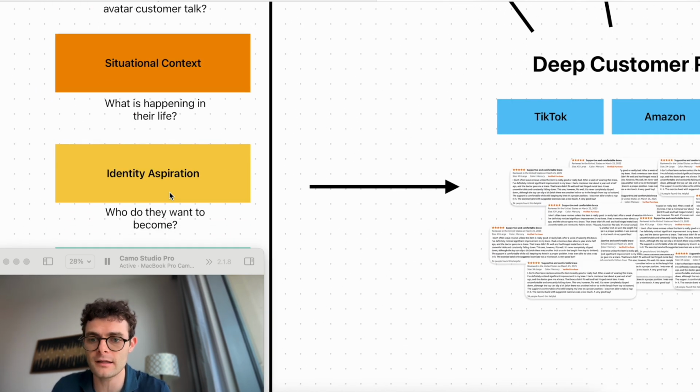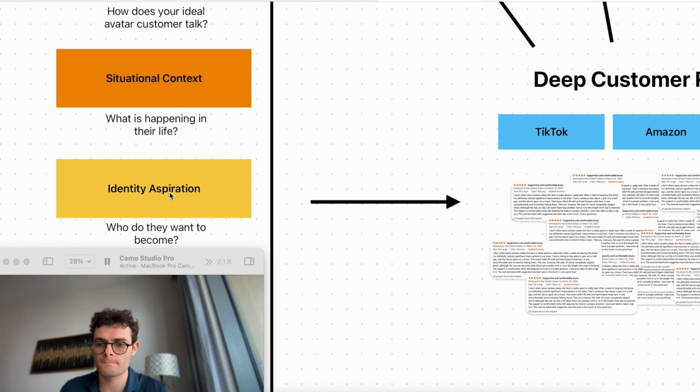Situational context, identity, aspiration. Who do they want to become, right? Who do they want to aspire to be? That's why Dr. Squatch has, for example, Mike Tyson or celebrities, they're attaching an identity to a brand because this is an identity aspiration move, right?